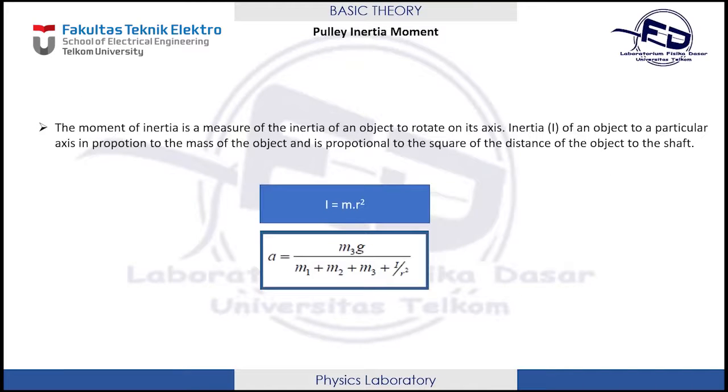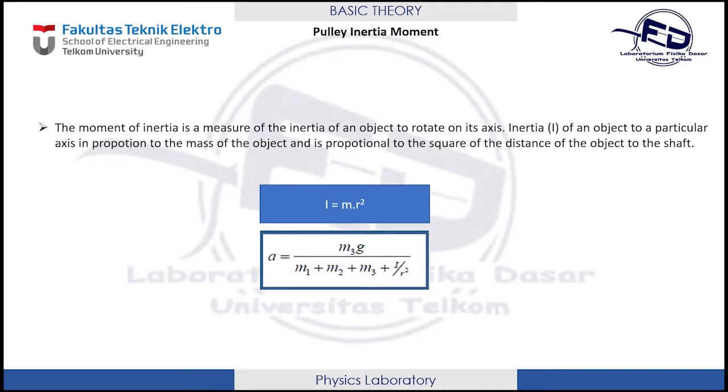The last one is the basic theory of pulley inertia moment. The moment of inertia is a measure of the inertia of an object rotated on its axis. The inertia of an object to a particular axis is proportional to the mass of the object and proportional to the square of the distance of the object to the shaft. Here, we will learn how to measure the inertia moment of the pulley from the Atwood machine. The equation of inertia moment is I equals m times r square, with I as inertia moment, m as mass, and r as radius.